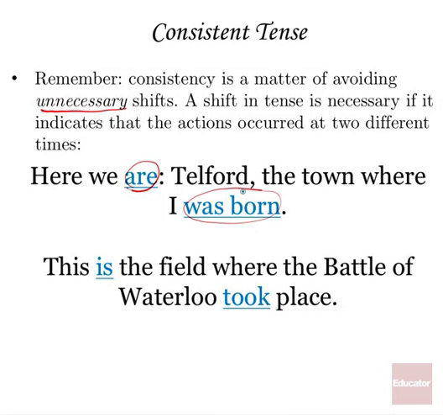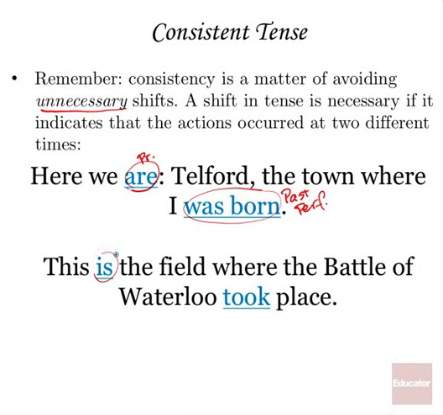Well, if the person is speaking, presumably they were born sometime in the past and they've had enough time to learn to talk. Here we are, we've arrived as of this moment, but if this is the town where I was born, well, the birth must have happened in the past because I'm standing here talking about it. So we've got one verb in the present tense and one verb in the past perfect.